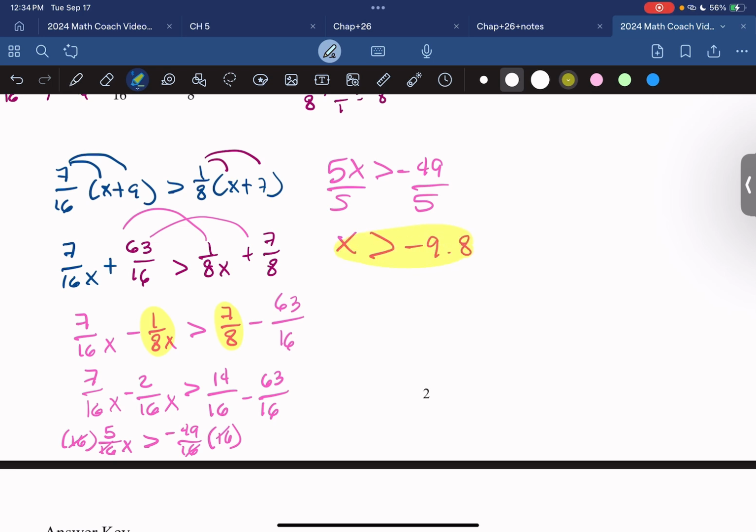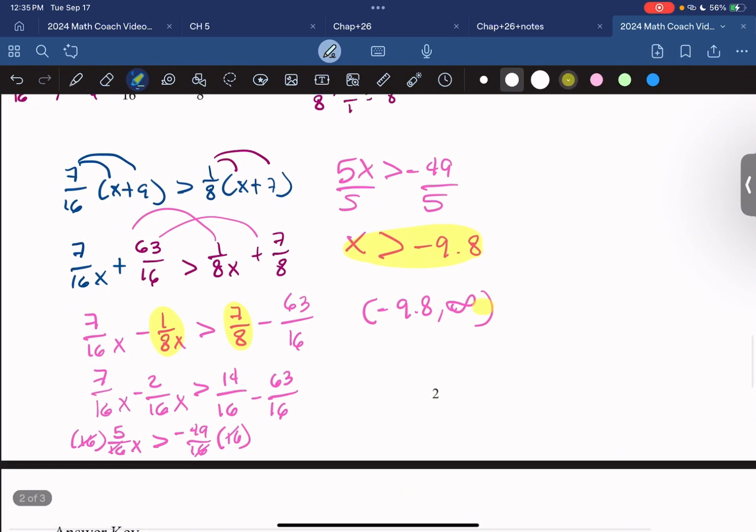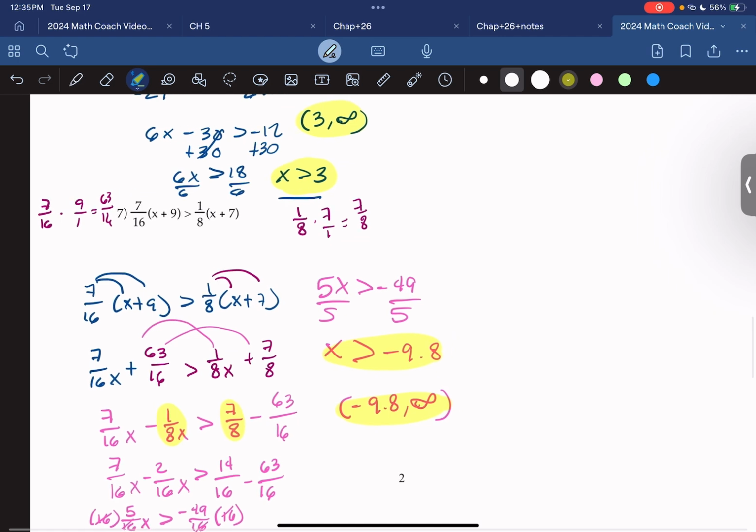And now for interval notation, there is no line under this sign, which means that it's all going to be in parentheses and that the circle is going to be open when we graph it. So negative 9.8 comma positive infinity. That's our interval notation, and now let's graph.